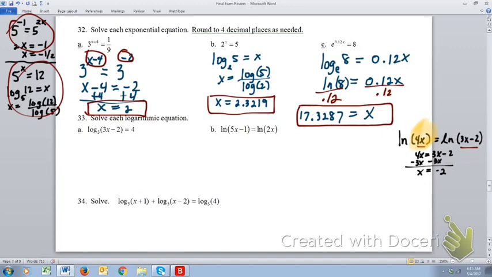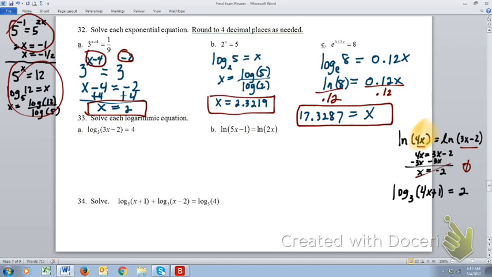You can't take the log of a negative. So when we have log equals log, that's one of our two cases. But what if it's a problem, actually let me finish that one up. So we have no solution for that one. Let's move on to this one here.